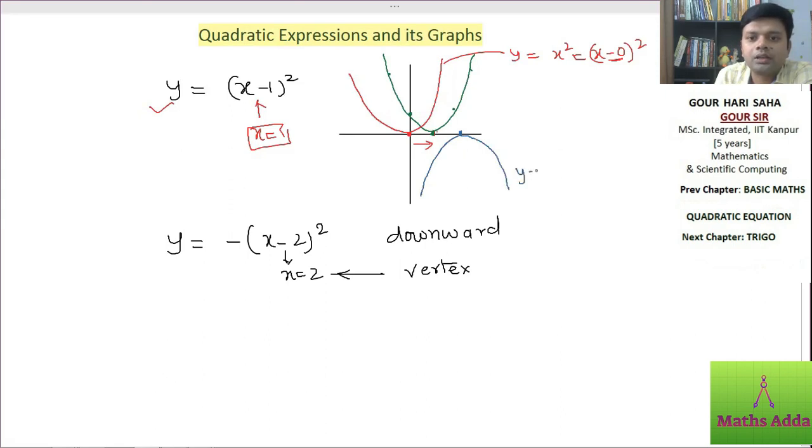It is y is equal to minus of (x minus 2) square, right? You see, now we just learned how to plot graph. Let's see more graphs. If I want to plot y is equal to x square plus 1, what we will be doing? We know graph of y equal to x square, so for y equal to x square plus 1, we will be using graph of y equal to x square. There is something called transformation of graph.